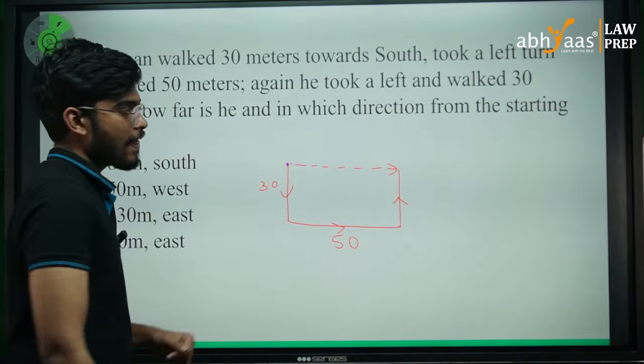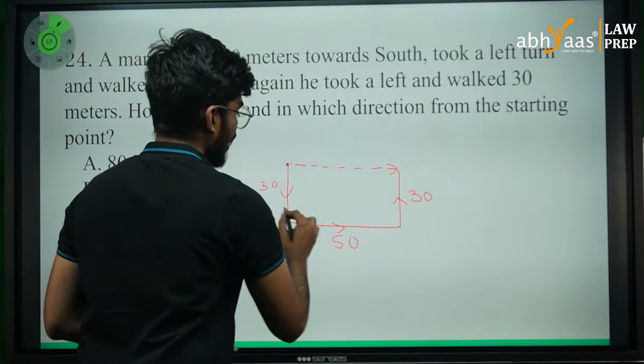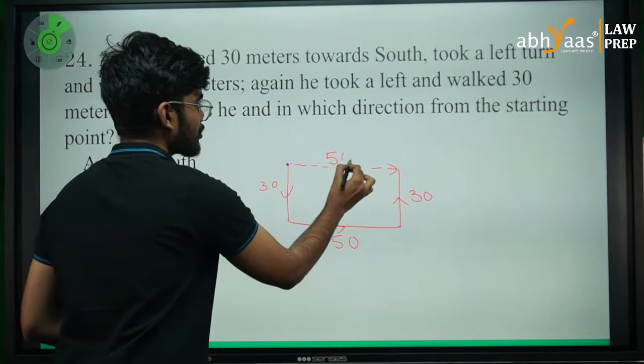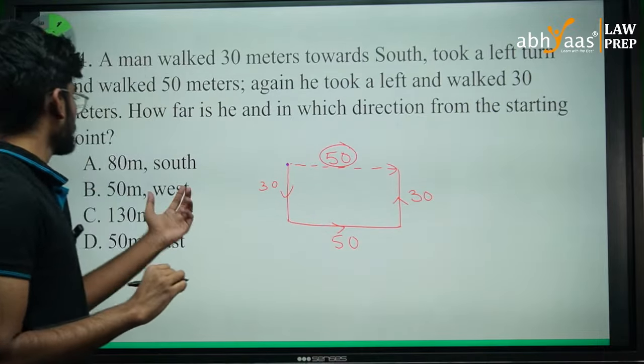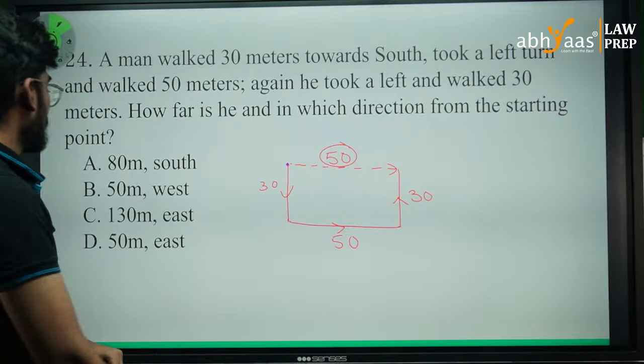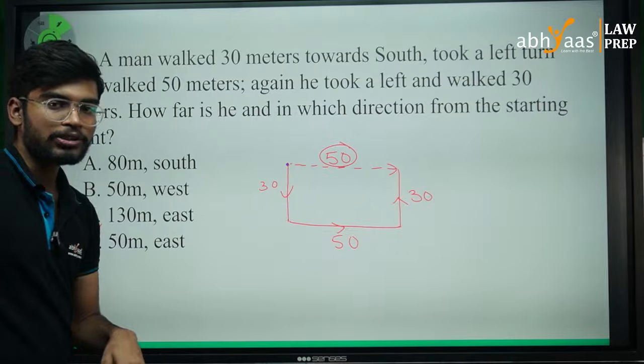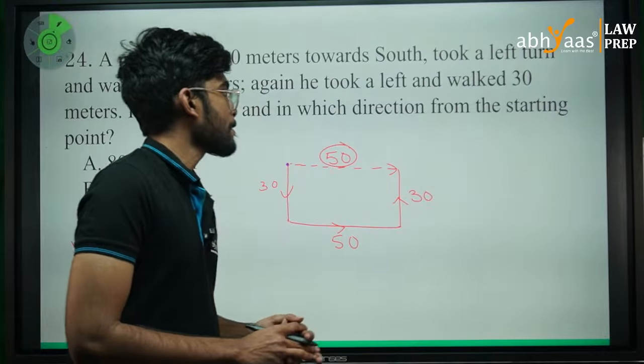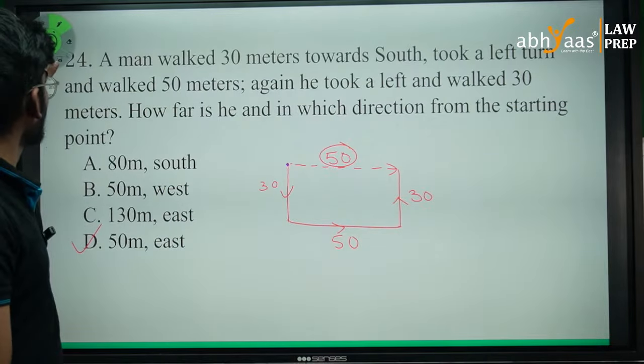And what is the distance between them? These two are parallel. Similarly, these two will be parallel. So the distance will be 50 meters. It is in meters, so it is 50 meters towards east. So 50 meters east, it is option D. Moving to the next question.